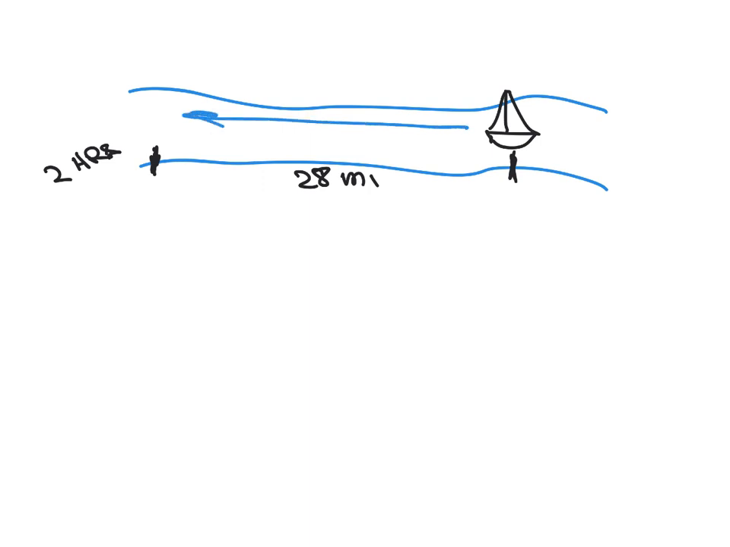Okay, example 5. It takes 2 hours for a boat to travel 28 miles downstream. Okay, so I've got my little stream. I've got my boat. I'm not a real good boat drawer, but there we go. All right, so it takes this boat 2 hours to go 28 miles. So from here to here is 28 miles, and it takes 2 hours. All right, and that's with the current. So the current is going down like that.